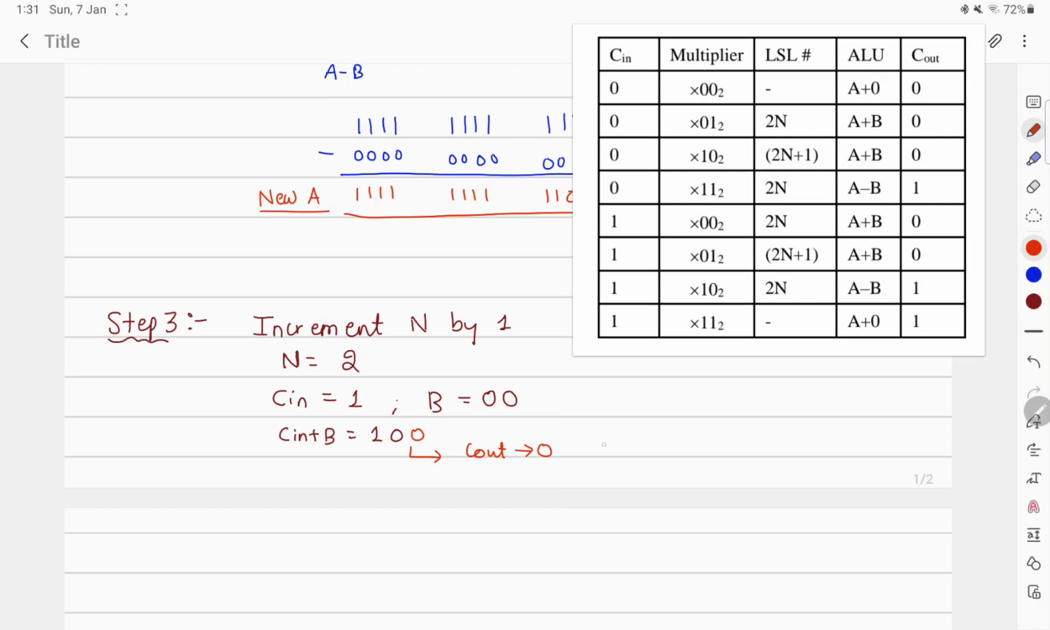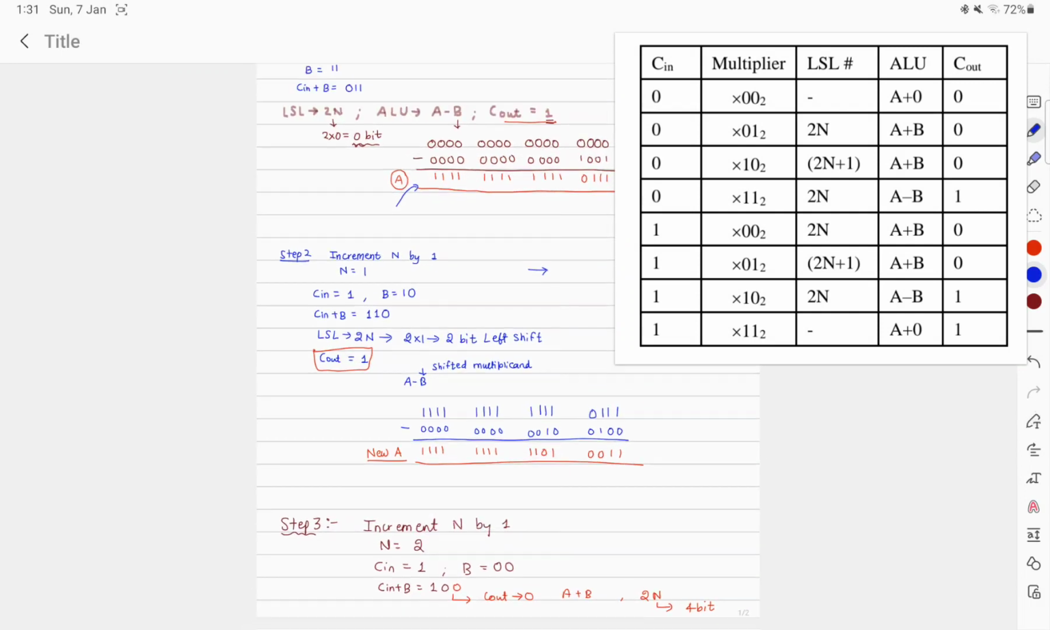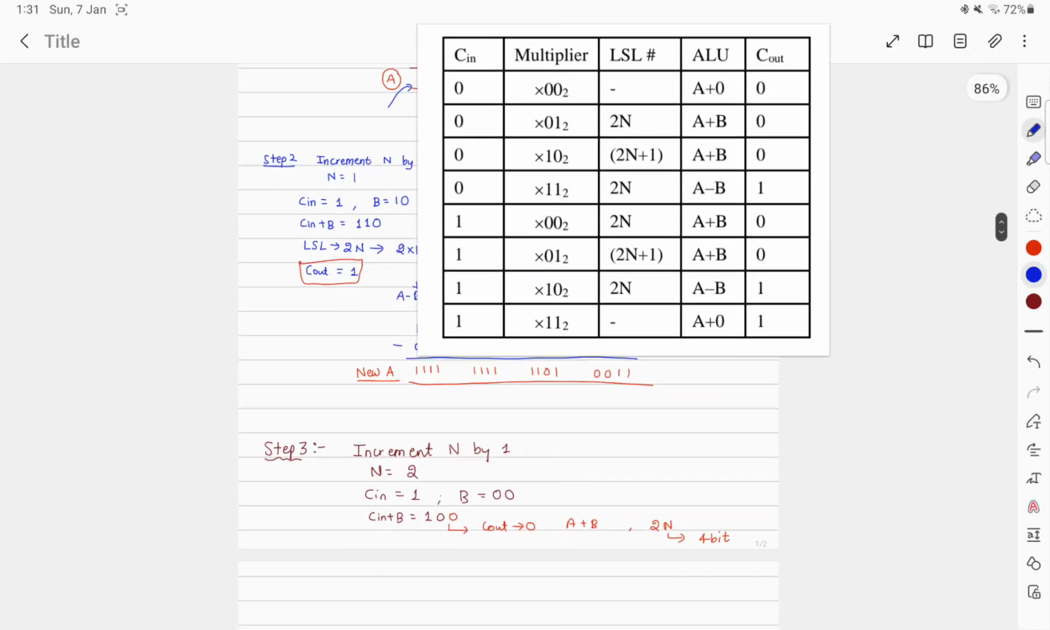Okay, and we have to do A plus B, and we have to do logical shift by 2n. So n is what? 2. So it will be a 4-bit shift. So let us write A first, then we will write shifted B. So new A is what? This is your new A, this one. So we will write new A here, which is 1 1 1 1 1 1 1 1 1 1 0 1 0 0 1 1.